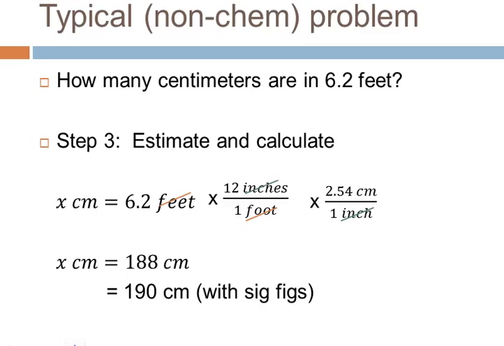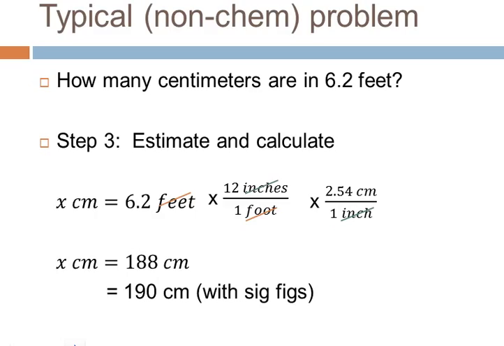One thing I want to just point out here is that the inches to foot conversion, that's really a standard definition that has unlimited sig figs. It's not going to limit our answer. 2.54 centimeters to 1 inch, again, that has unlimited sig figs. It's not going to limit our answer or change our precision. So the 6.2 feet measurement is what we're assuming is what will determine the precision of our answer. And that's why it's 190 centimeters when we're done.